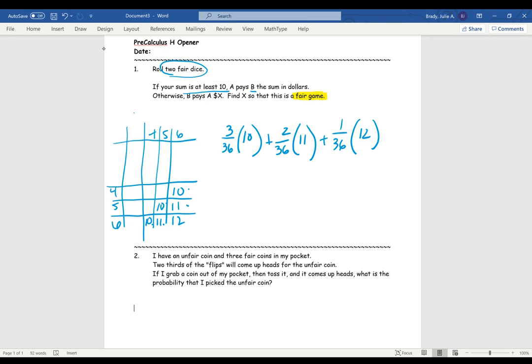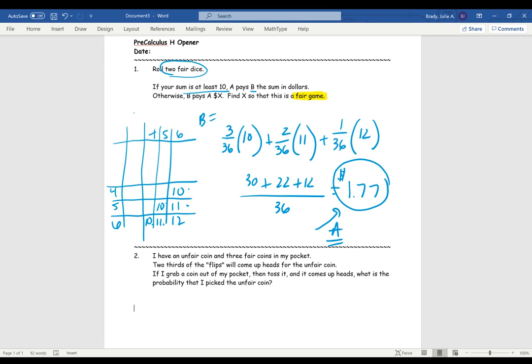So this is the expected value for B. This is what B thinks he's going to win on average. So that would be 30 plus 22 plus 12 out of 36. And since they're doing the problem in money, we'll round to dollars. I'll grab my calculator, and I got 1.77. So since this is what B's going to get, this is what you'd expect A to pay.